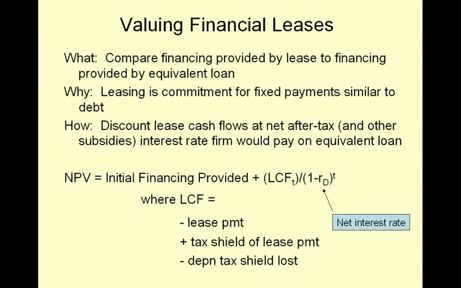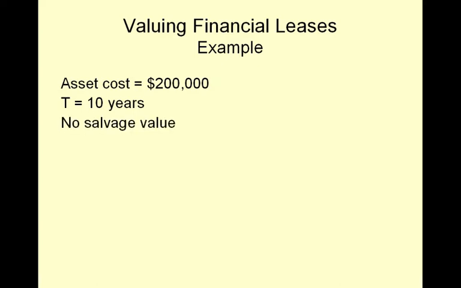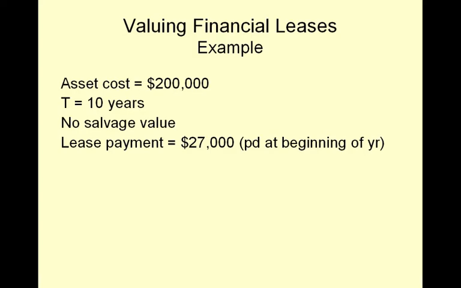Let's go through an example to see how to value a financial lease. In the example, the firm has decided to acquire an asset costing $200,000. The term or life of the asset is 10 years. After 10 years, the asset is assumed to have no salvage value. The lease payment is $27,000 per year and is typical in lease contracts. The payment is due at the beginning of the year.